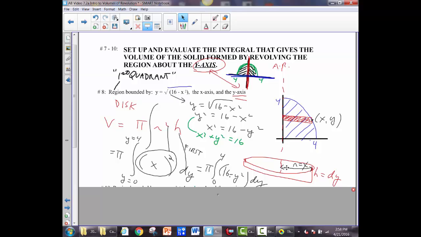Now the height of our disk is dy because it's vertical, and the radius of our disk is actually the x coordinate. We are rotating on the y-axis, which is one of the borders, so we will get a disk, pi integral r squared h. The h, as we said, was dy. This is the square of the radius. The radius we had agreed was x, but we have to change x in terms of y.